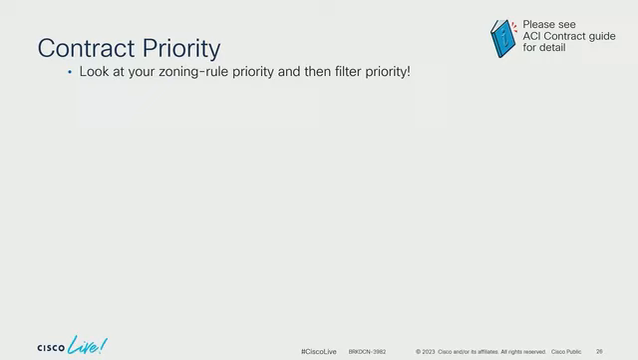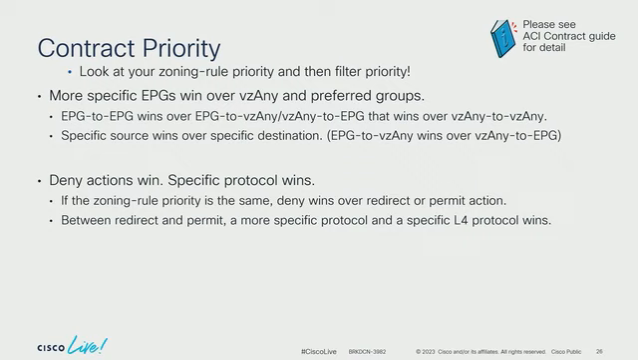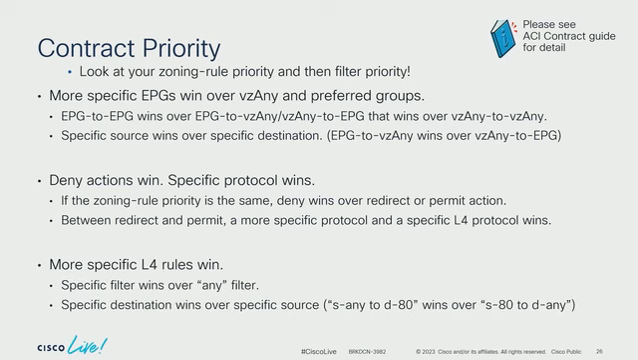Contract priority is also important when it comes to a combination of different actions, such as redirect and permit. So I'm going to talk about this. Rule of thumb is the more granular rule will win. For example, an EPG to EPG contract wins over any to EPG, which wins over any to any. So the more granular rule takes precedence. Between actions, deny is the strongest. Redirect and permit depends on whether the filter is more granular or not. And then between filters, a more specific port compared to any or IP or TCP, so the specific filter will win.